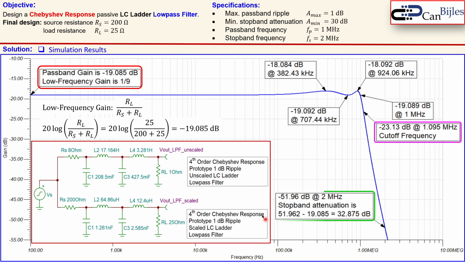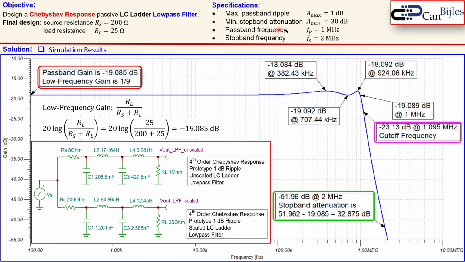What you also see here is the stop band attenuation. Now the baseline here, as you can see, so the low frequency gain is minus 19.085 dB, and at 2 megahertz we have a gain of minus 51.96 dB. So how far do we go down? Now that's calculated using just the difference. So you get now 32.875 dB, but we required minimum 30 dB. So this is indeed as we have wanted. So this is also achieved.